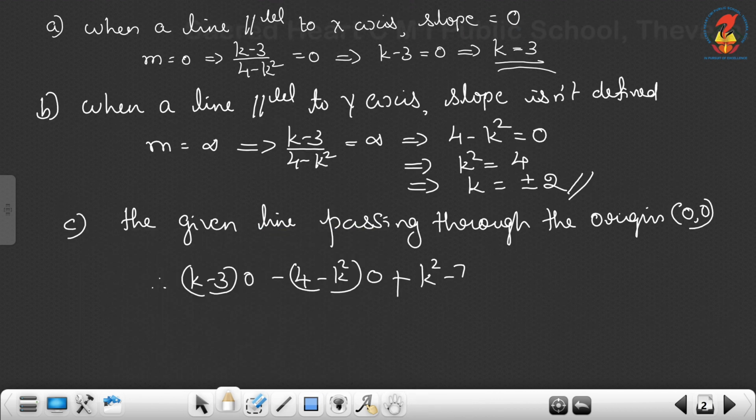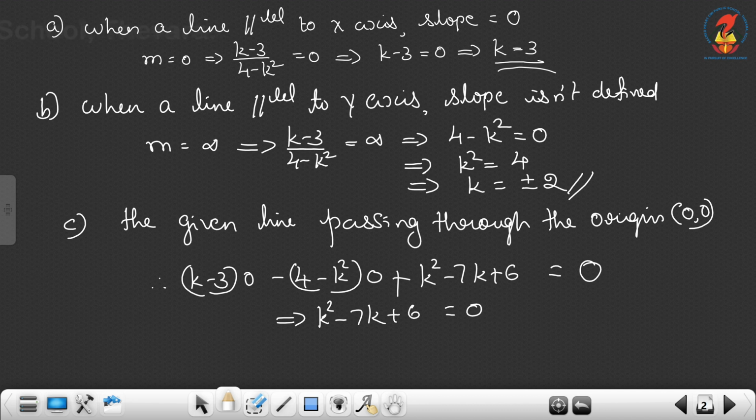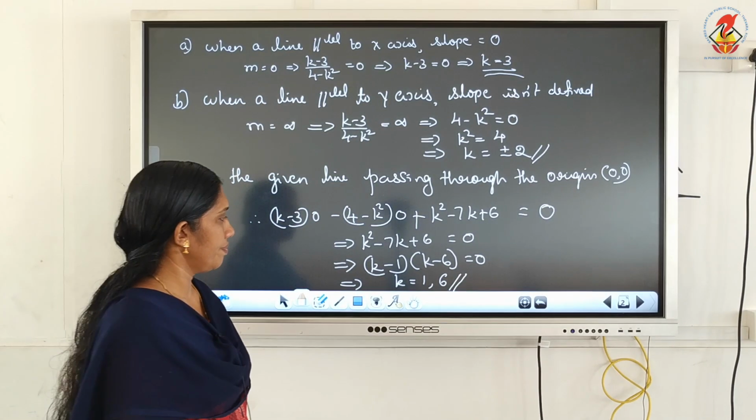K square minus 7k plus 6 equal to right hand side is 0. So which implies k square minus 7k plus 6 is equal to 0. A quadratic equation. We can do middle term splitting, product 6, sum minus 7. So we can write k minus 1 into k minus 6, which implies k is equal to 1 or 6.